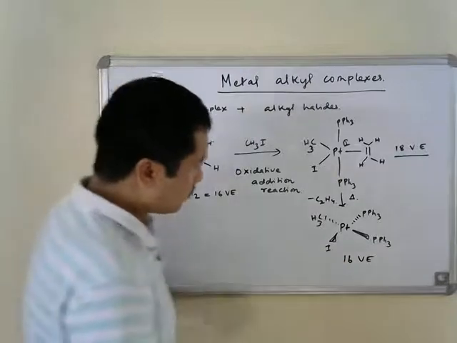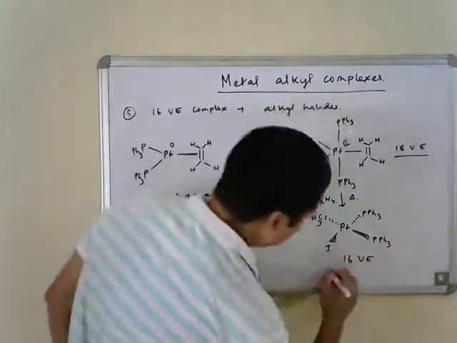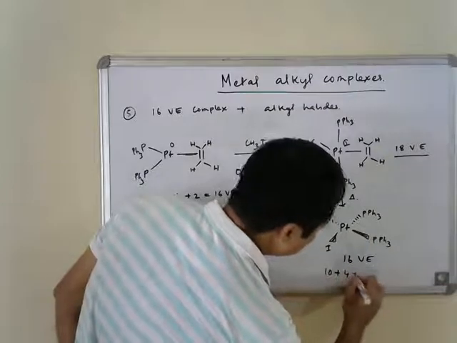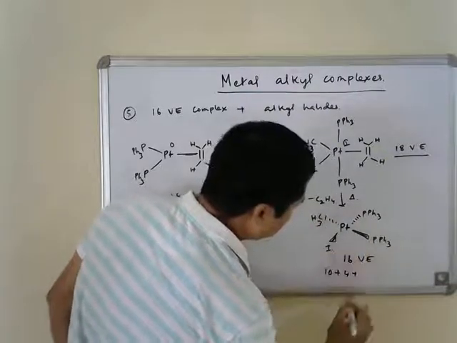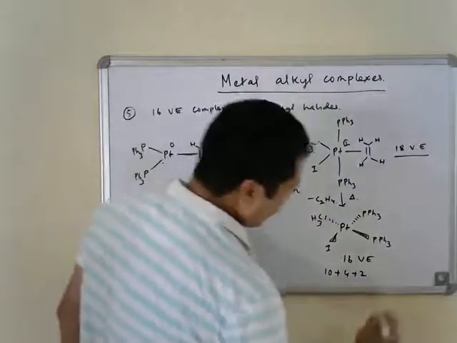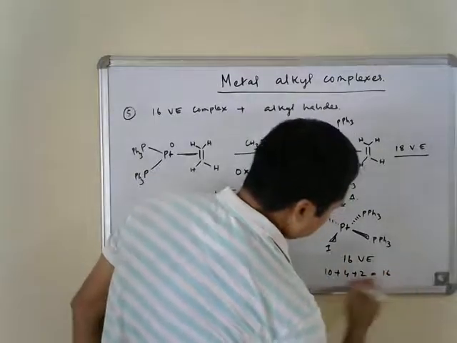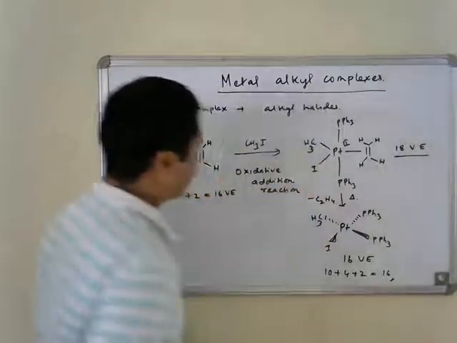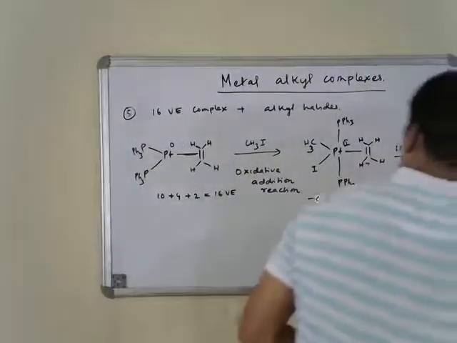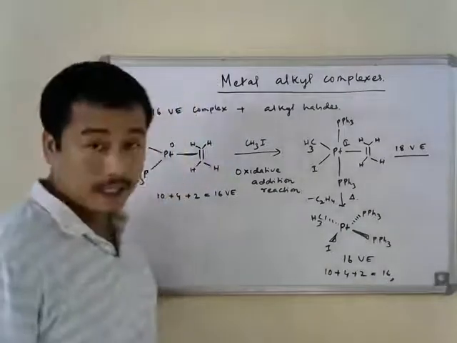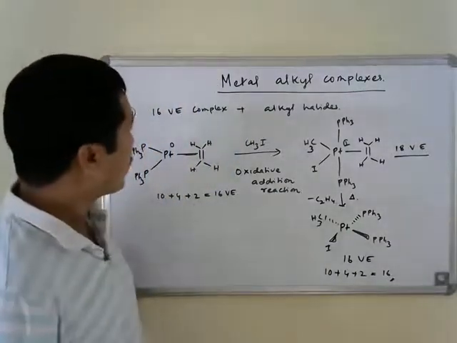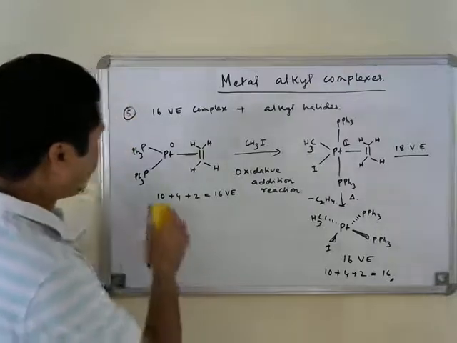Phosphine is a 2 electron donor, and there are 10 electrons from platinum, 4 electrons from the 2 phosphines, 1 electron from both the methyl and iodide ligand, and that is equal to a 16 valence electron species. So this is a very prominent route for preparation of metal alkyl complexes, that is by addition of alkyl halide to 16 valence electron species.